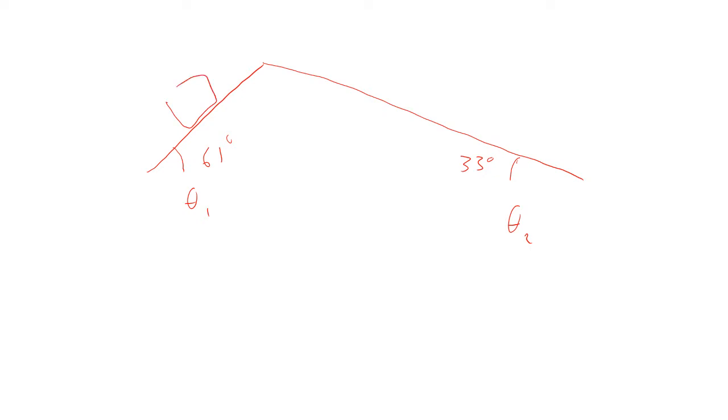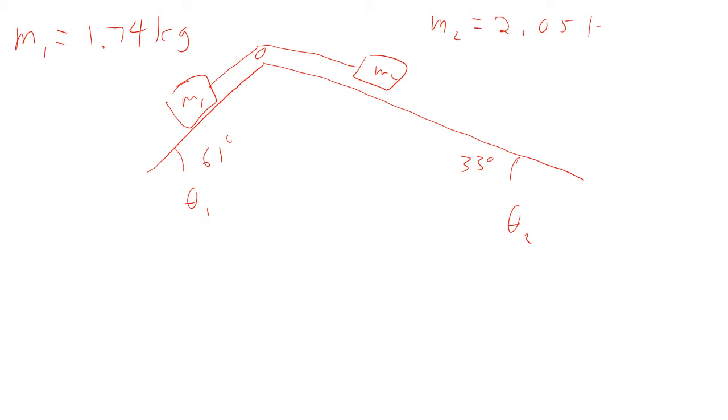And then I have two masses: M1, got a pulley, and got M2. Let's say that M1 is 1.74 kilograms, and let's say that M2 is 2.05 kilograms. Now what I'm going to do is let this thing go, and it's going to move. And I want to know the acceleration of this.